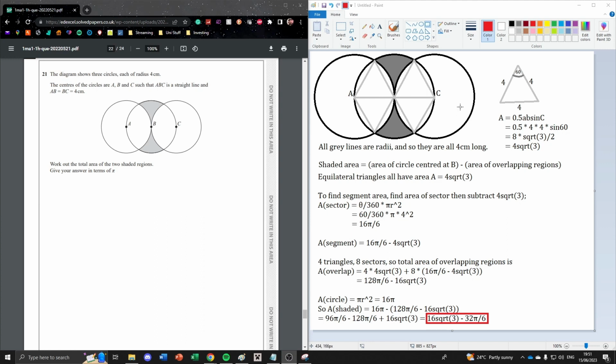So looking into this annotated diagram here, all of these light grey lines are radii of one of the circles, and so they're all 4 centimeters long. We can see this is true obviously because these lines go from A to a point on the circumference. These 4 lines go from B to a point on the circumference of a circle, and these 3 lines go from C to a point on the circumference of those circles. So we can see here there are four equilateral triangles where all side lengths are 4 centimeters.